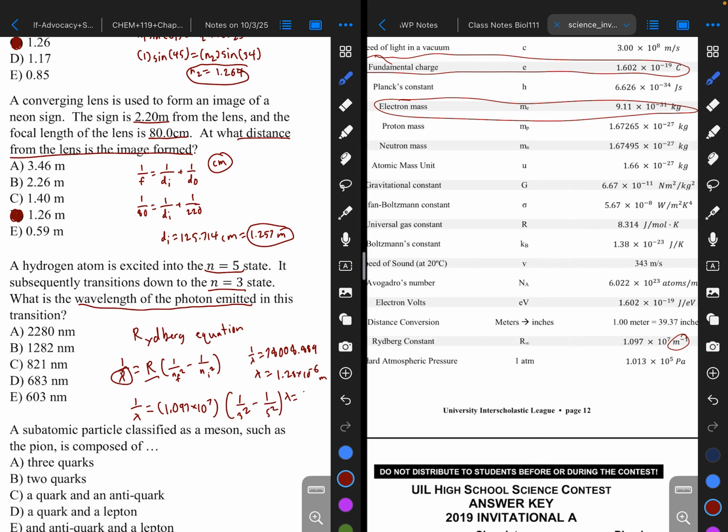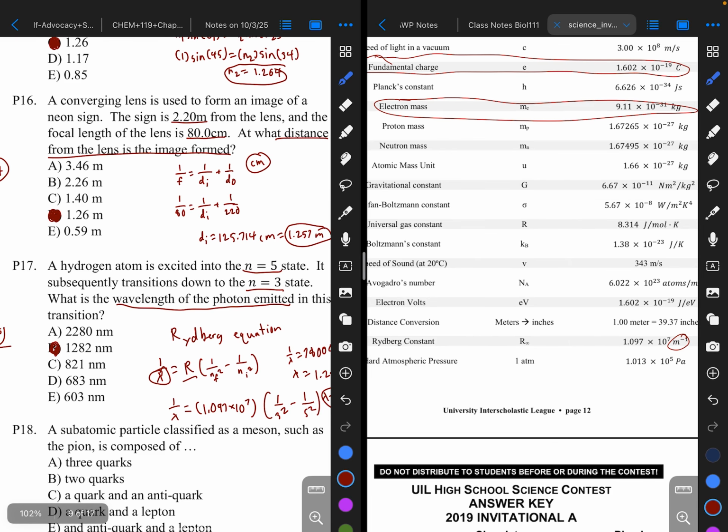So the final answer, if you multiply this number times 10 to the power of 9, you would get about 1281.9 nanometers, so that would be closest to B, 1282. So the answer to number 17 would be B.